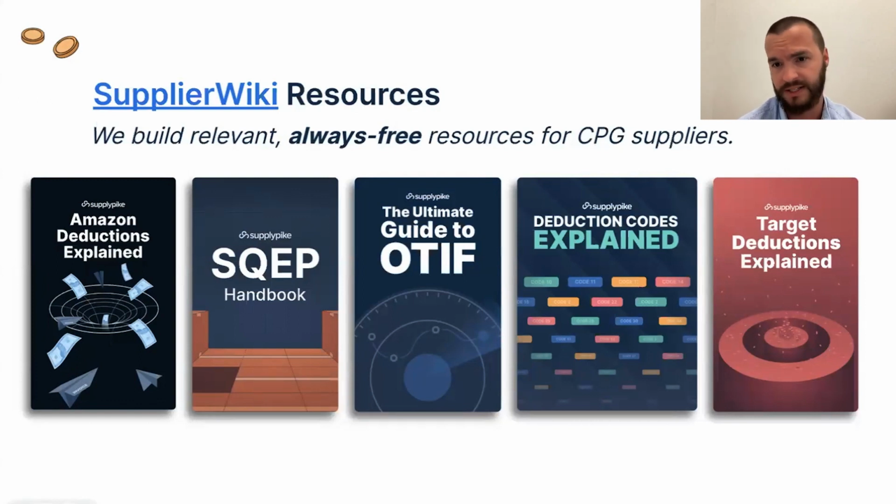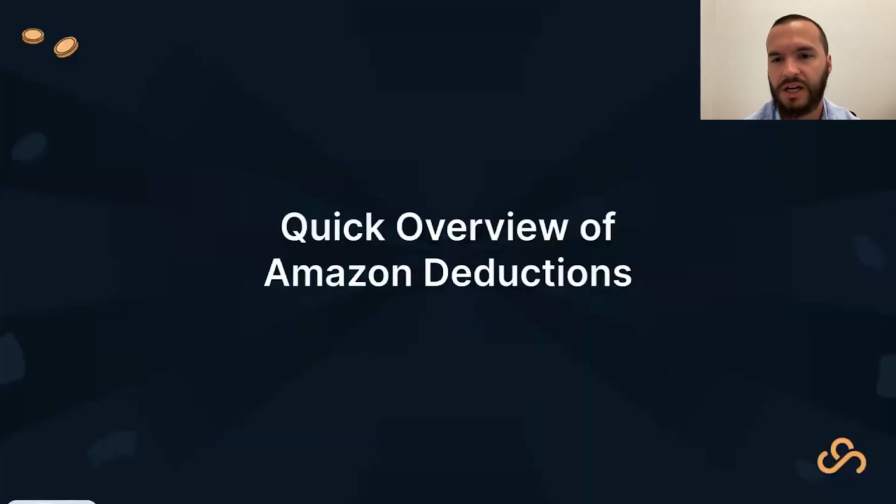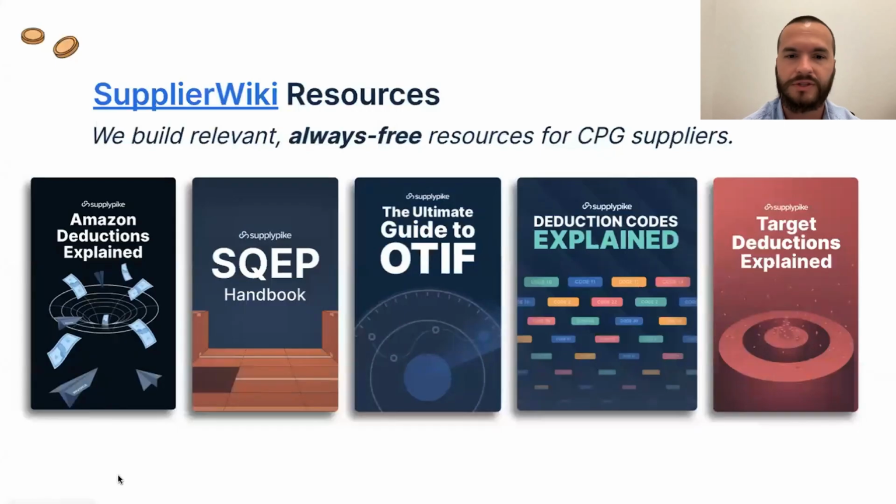So at Walmart, again, I said we started at Walmart. That's where a lot of our content stemmed from for the first couple of years. So we have those Walmart deduction codes, and OTIF and SQEP are both Walmart specific as well. But we've recently been expanding out into Target and Amazon, making a bunch of content for those as well.